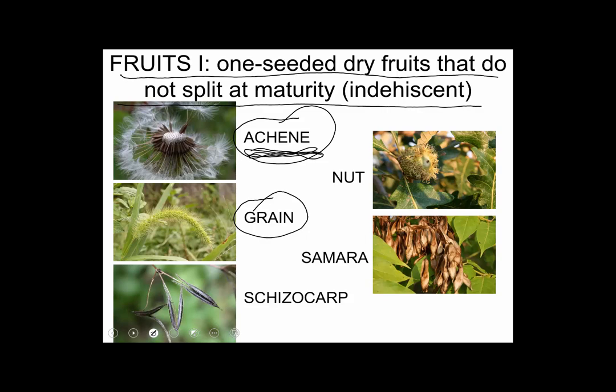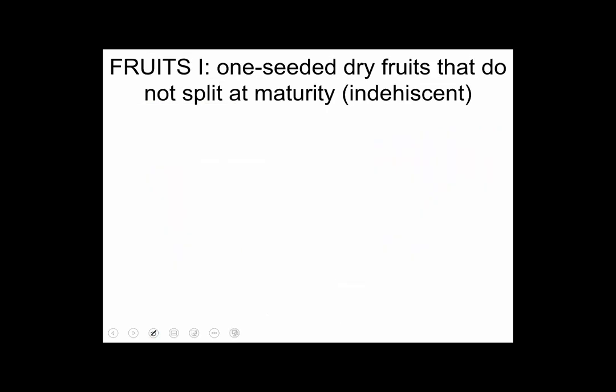A grain, the fruit of the grass family, is arguably, at least for humans, the most important fruit, and it's only found in the grass family. So the degree of attention we pay is based upon their abundance or their importance. So we're going to learn five different kinds of one-seeded dry indehiscent fruits. And the first one I'd like to draw your attention to is the achene. Mostly what we want to look at is the features that distinguish them from the other ones in the category, so we don't do too much writing.